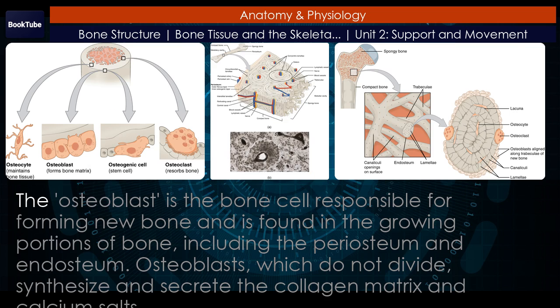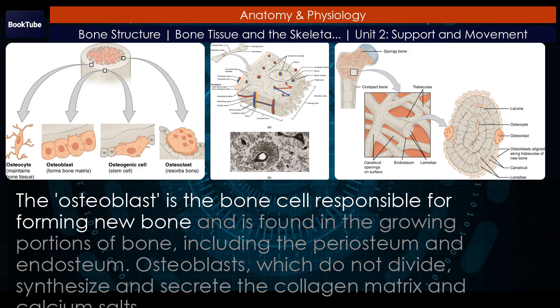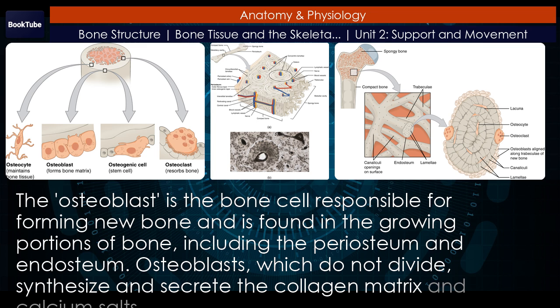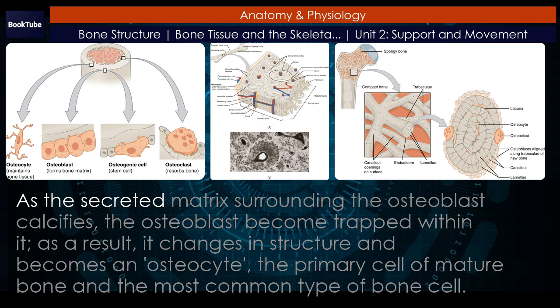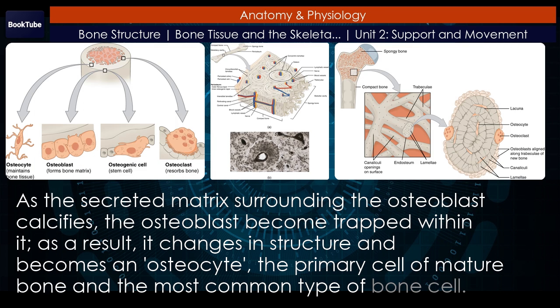Figure 5. The osteoblast is the bone cell responsible for forming new bone and is found in the growing portions of bone, including the periosteum and endosteum. Osteoblasts, which do not divide, synthesize and secrete the collagen matrix and calcium salts. As the secreted matrix surrounding the osteoblast calcifies, the osteoblast becomes trapped within it. As a result, it changes in structure and becomes an osteocyte, the primary cell of mature bone and the most common type of bone cell.